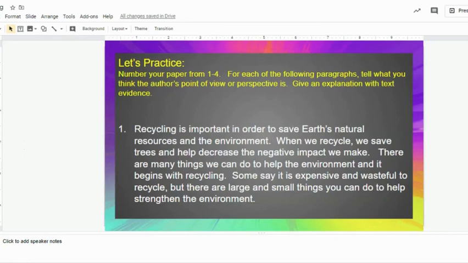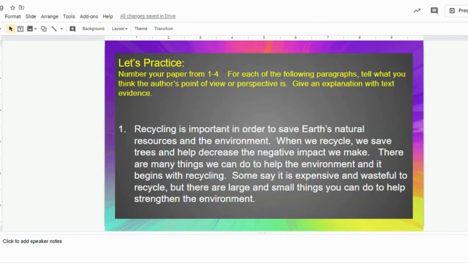Recycling is important in order to save Earth's natural resources and the environment. When we recycle, we save trees and help decrease the negative impact we make. There are many things we can do to help the environment, and it begins with recycling. Some say it is expensive and wasteful to recycle, but there are large and small things you can do to help strengthen the environment.